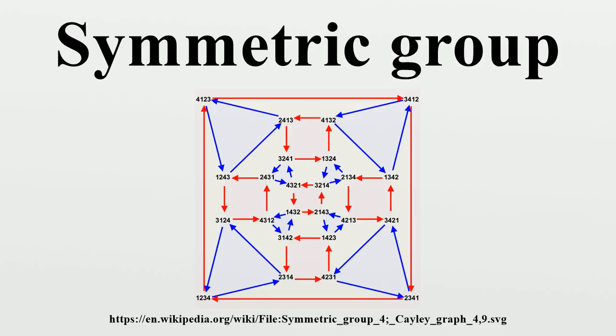Transitive subgroups. A transitive subgroup of S_n is a subgroup whose action on {1, 2, ..., n} is transitive. For example, the Galois group of a Galois extension is a transitive subgroup of S_n, for some n.